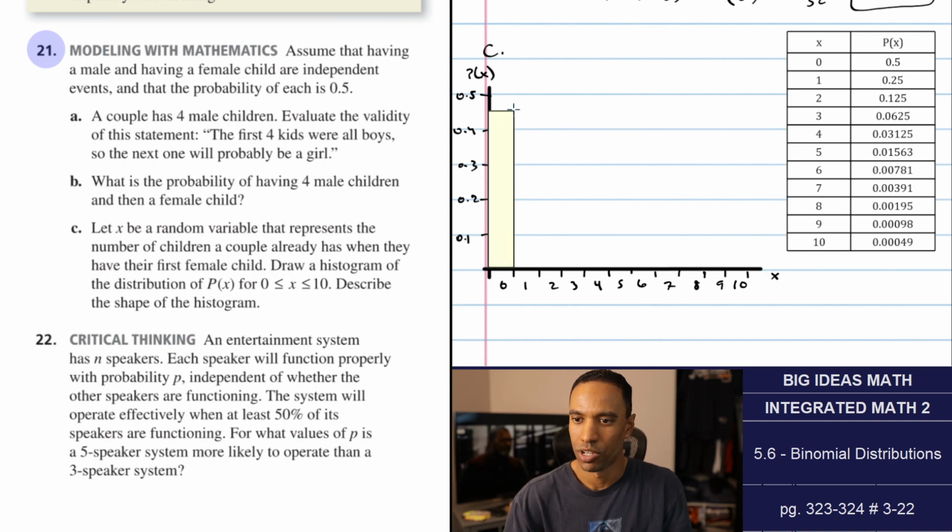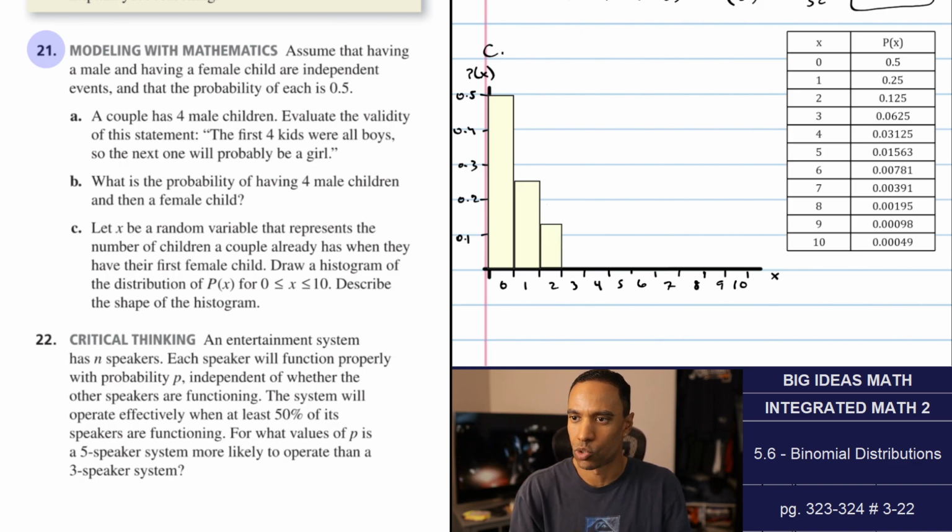So at 0, we have 50% chance. And at 1, it's half of that, 25%. And it's literally half of the previous one each time. And then half of that is 12.5%. Halfway between, well, that's here. That's a quarter of the way from 10 to 20.